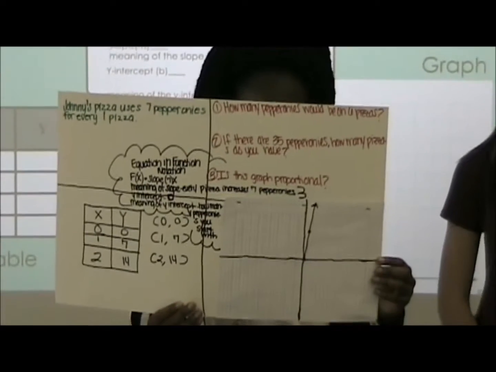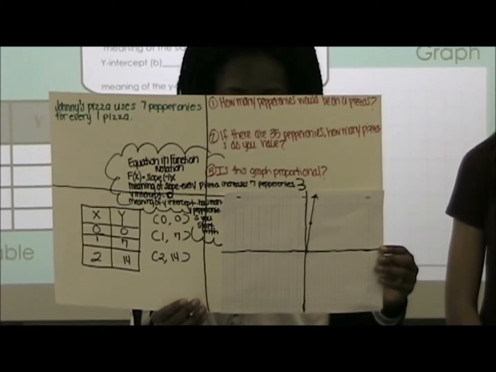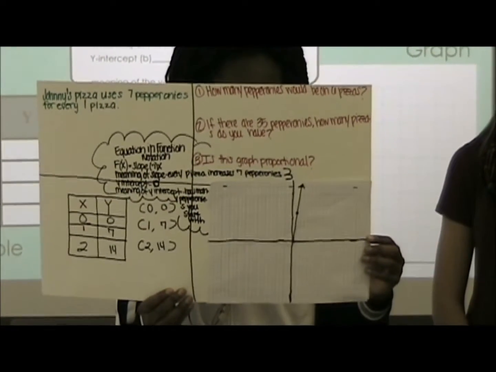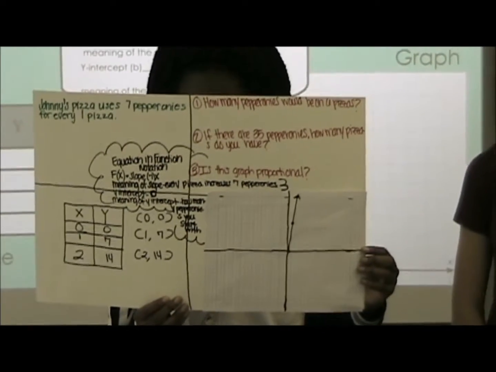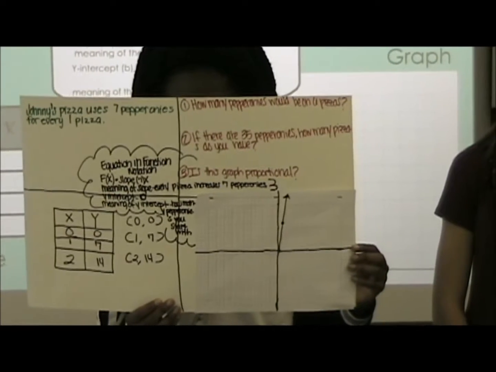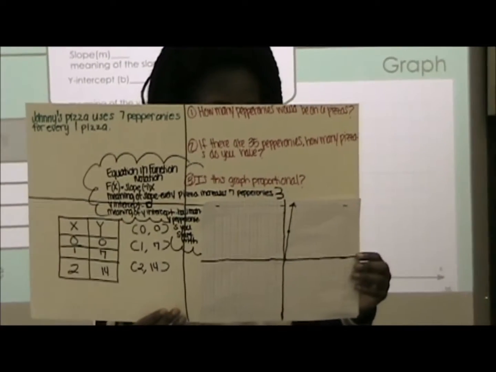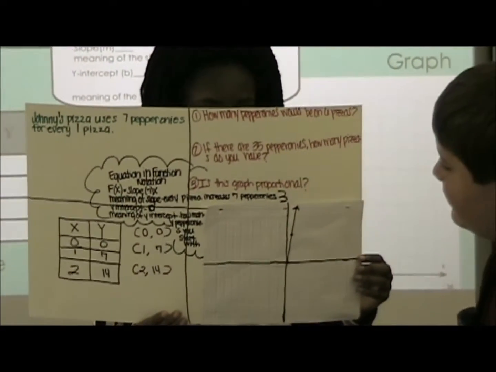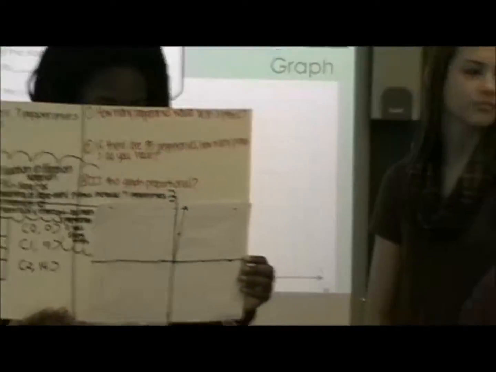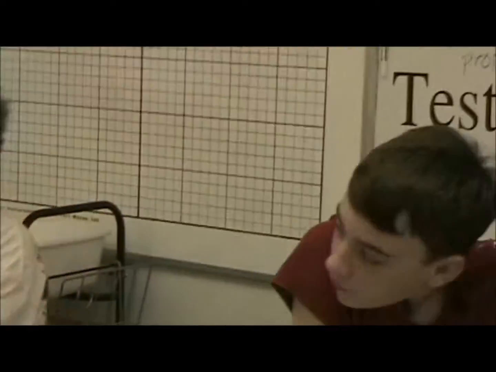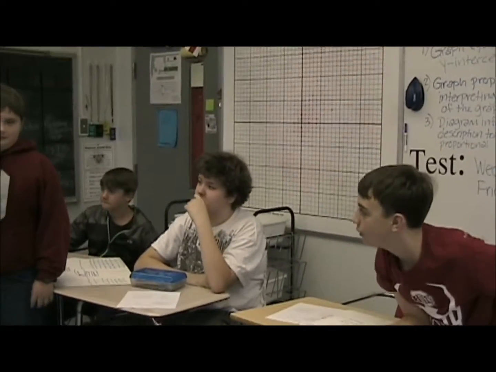Question number 1. How many pepperonis would be on 6 pizzas? 42. That is correct. Question number 2. If there are 35 pepperonis, how many pizzas do you have? 5. Question number 3. Is this graph proportional? Yes it is because it passes through the origin.